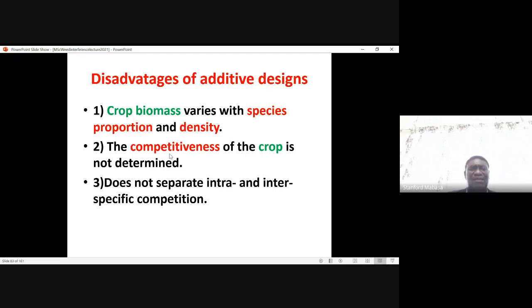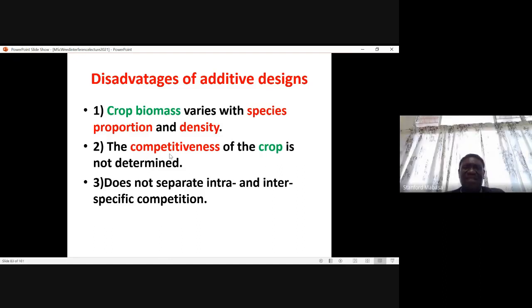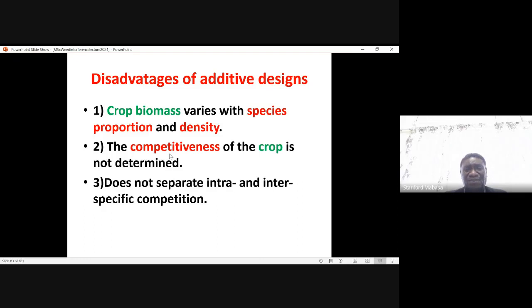The other thing is that the competitiveness of the crop remains unknown in such a study, although we may know the competitive ability of the weed, because we can express it as A, the maximum yield loss, or I, the slope. Those two values can characterize the competitive ability of the weed. But we will not know the competitive ability of the crop.